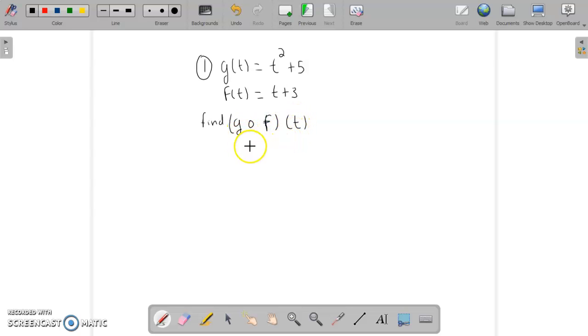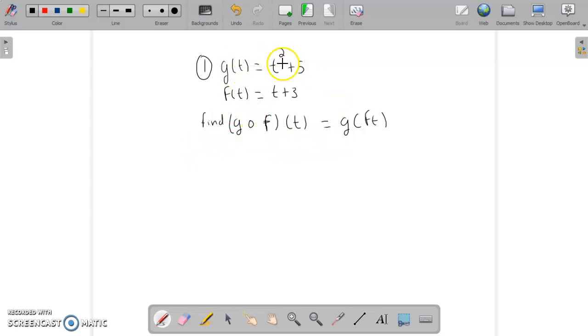Is it closest to the G or the closest to the F? And obviously you're going to say, Mr., it's closest to the F. So this actually means this: G parentheses F of T. So that means your F of T is going to go inside of the G of T. So let's go ahead and do that.